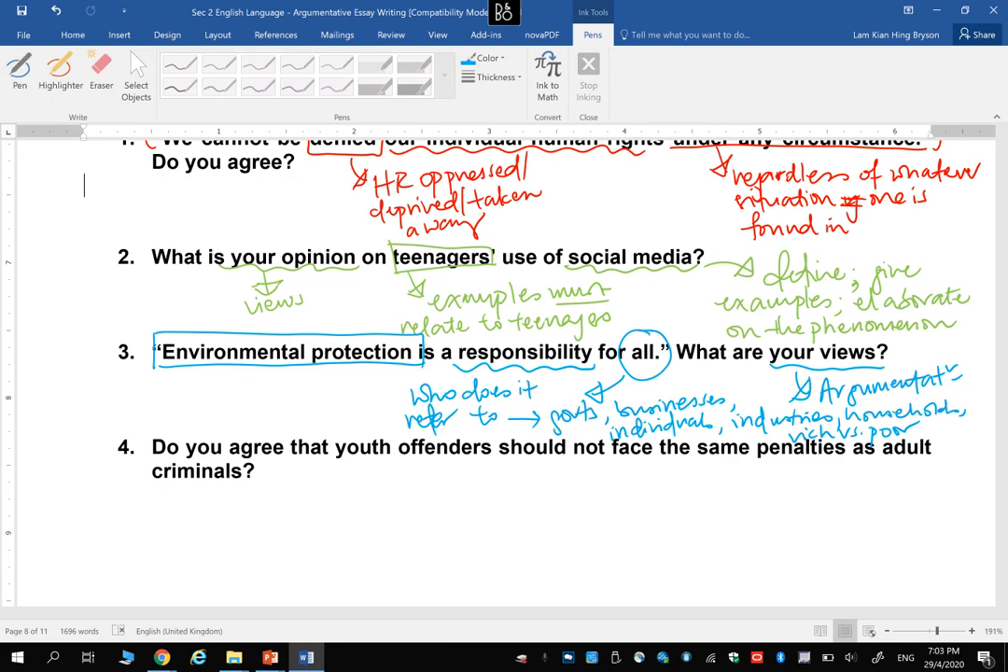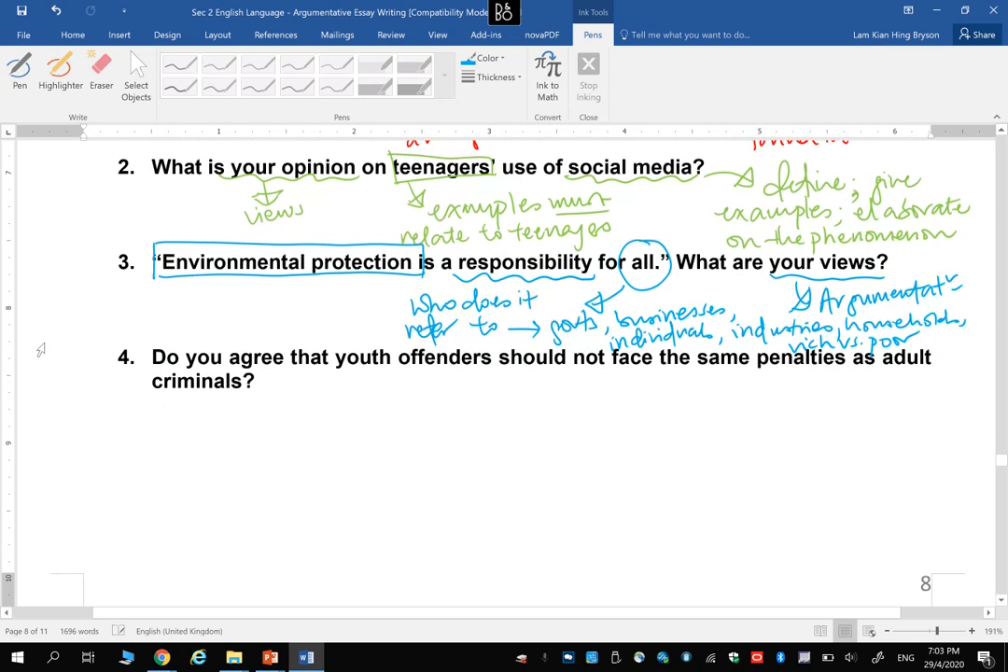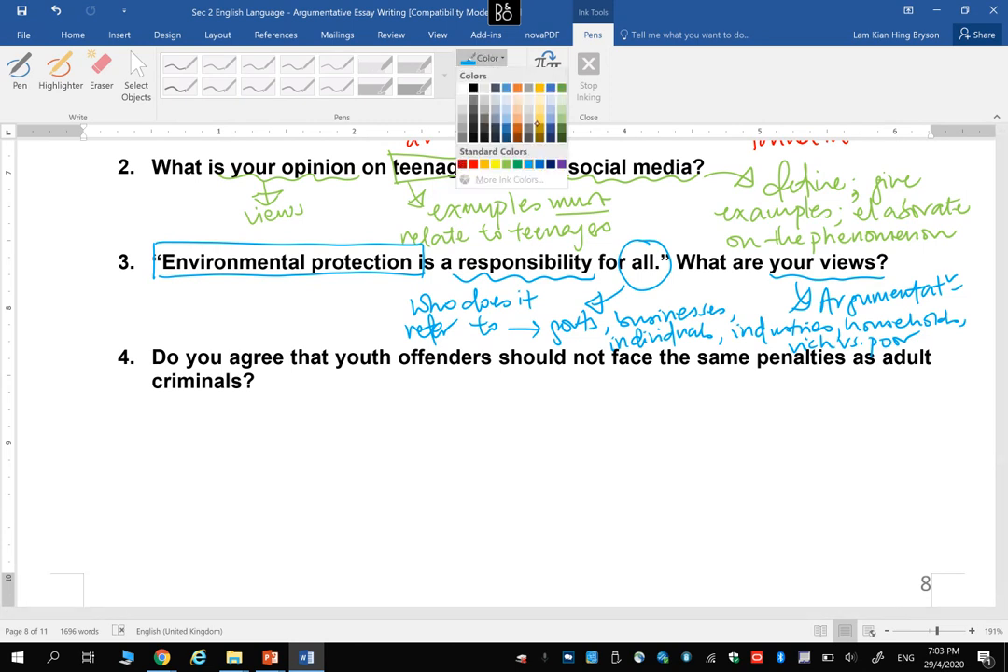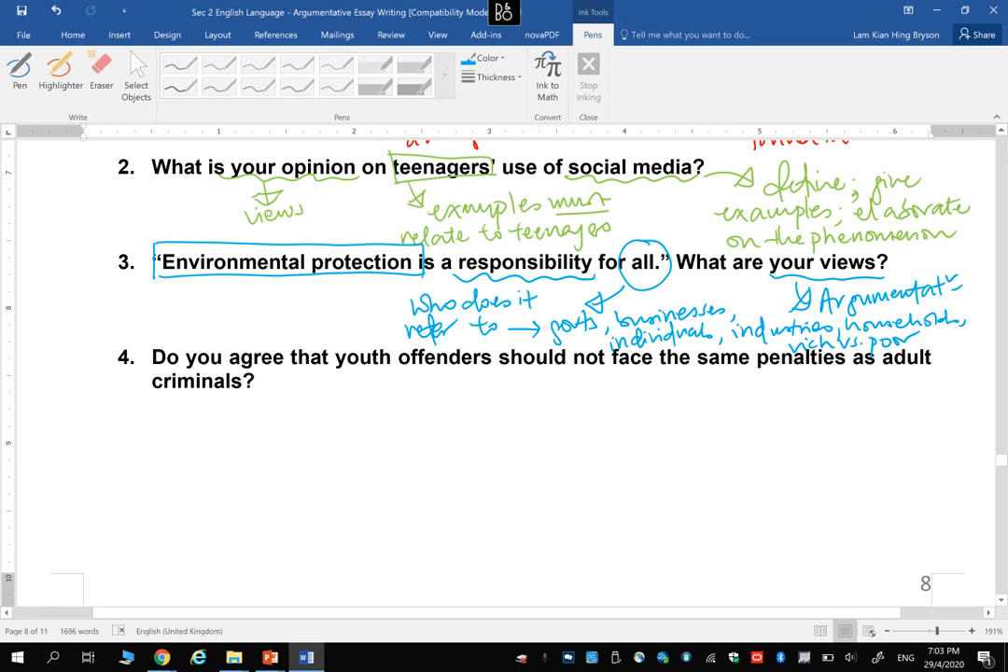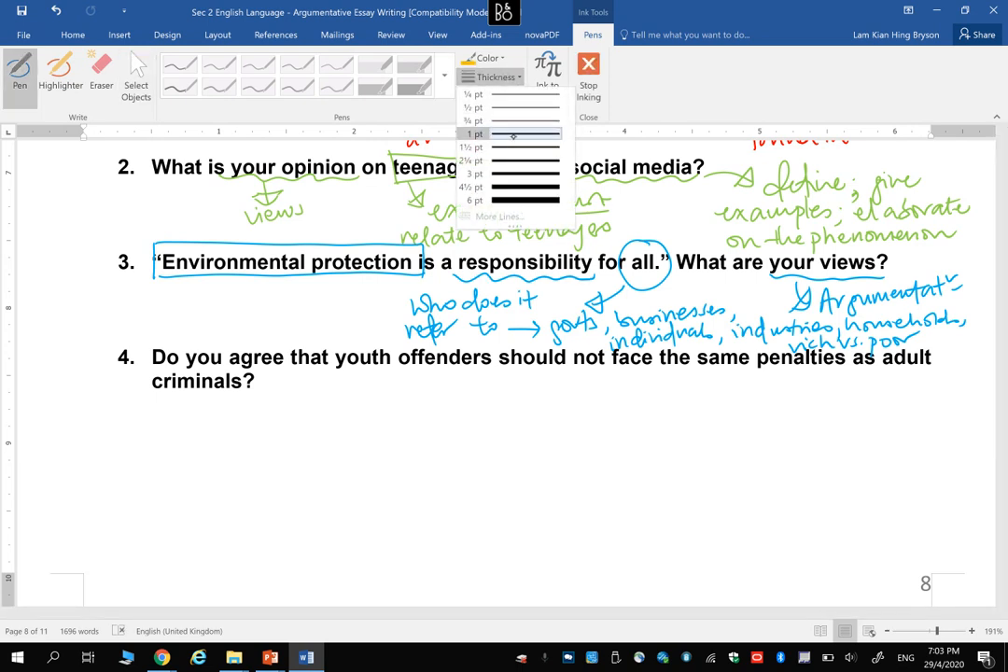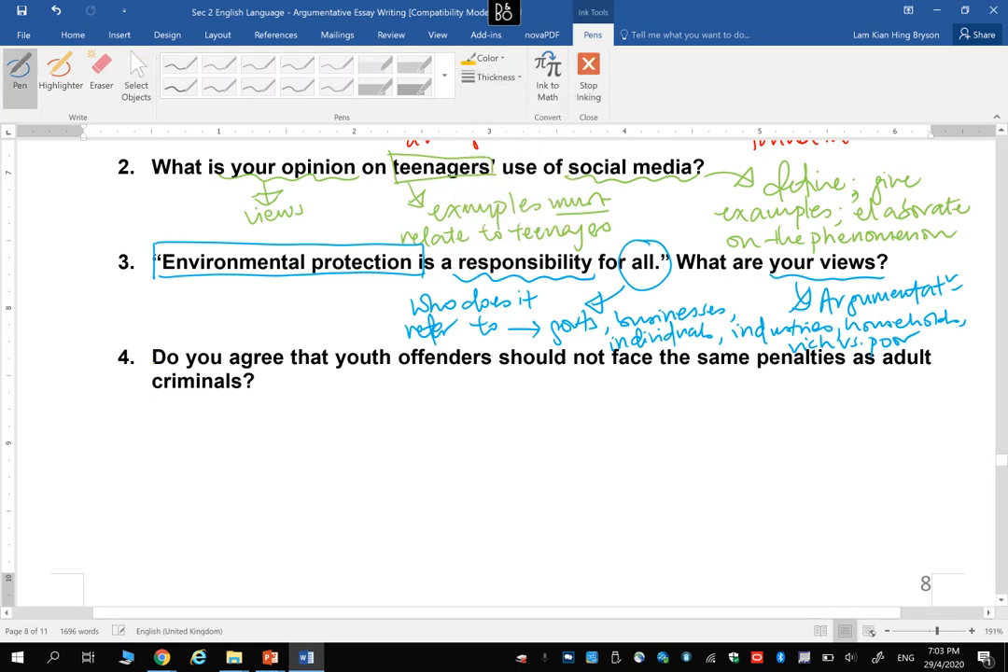All right, and lastly, question 4. Do you agree that youth offenders should not face the same penalties as adult criminals? Okay, so do you agree? Again, this is an argumentative essay. It wants your view on this. It wants you to argue your view. It makes it an argumentative. Okay, youth offenders is a very long statement, should not face the same penalties as adult criminals.